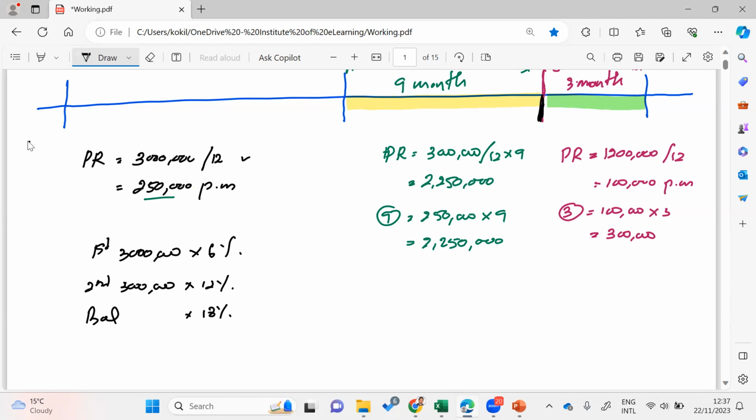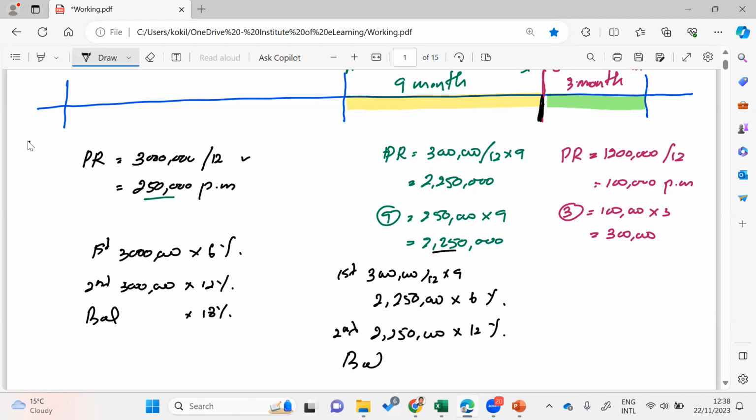So what we can do is take the first 2.25 million, not 3 million, because you cannot take 3 million; if you take 3 million you have to convert it into 12 months. So for 9 months, the first 2.25 million is at 6%, then the second 2.25 million at 12%. If any balance, you multiply it by 18%. And this is the tax rate.